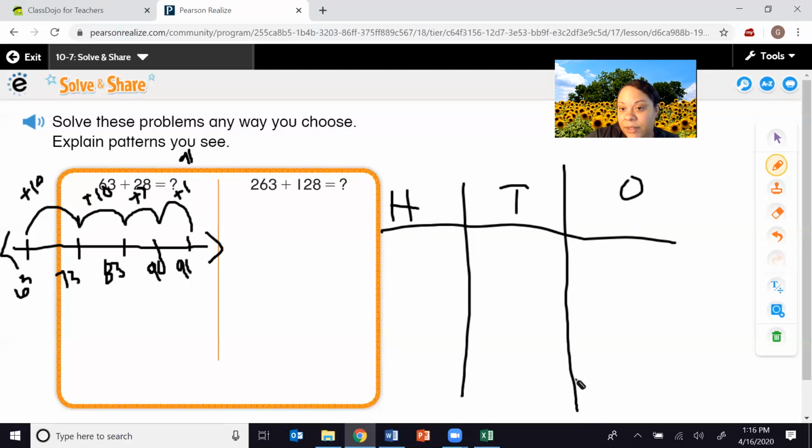And this time I want to see if you guys can keep up with it without me writing out my equations. This is how you're supposed to do it. You're supposed to do it in your head. So of course I have to put 263 and 128.